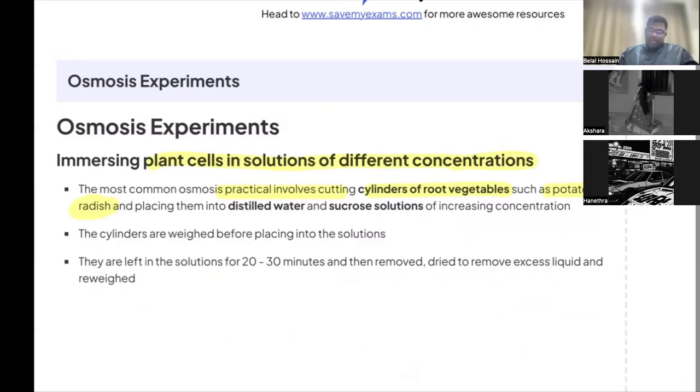All right, and placing them in distilled water and sucrose solution of increasing concentration. The cylinders are weighed before placing into the solution, and they are weighed after placing into the solution. They are left in the solution for 20 to 30 minutes, then removed, dried to remove excess liquid, and then reweighed.